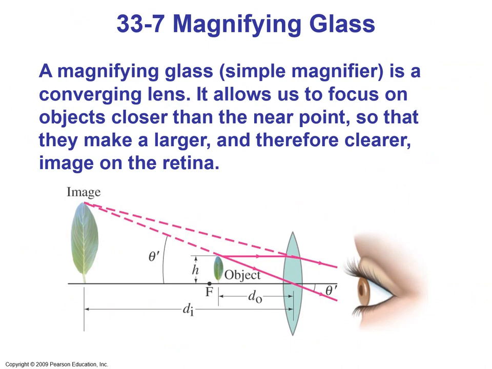Section 7, magnifying glass. A magnifying glass, or a simple magnifier, is a converging lens. It allows us to focus on objects closer than the near point so that they make a larger and therefore clearer image on the retina. So if you use a magnifying glass to look at a small object near the focal point of the magnifying glass, an image of the object will form. Since the lens is diverging, we should backtrace the rays of light on the same side as the object, which is larger and clearer.